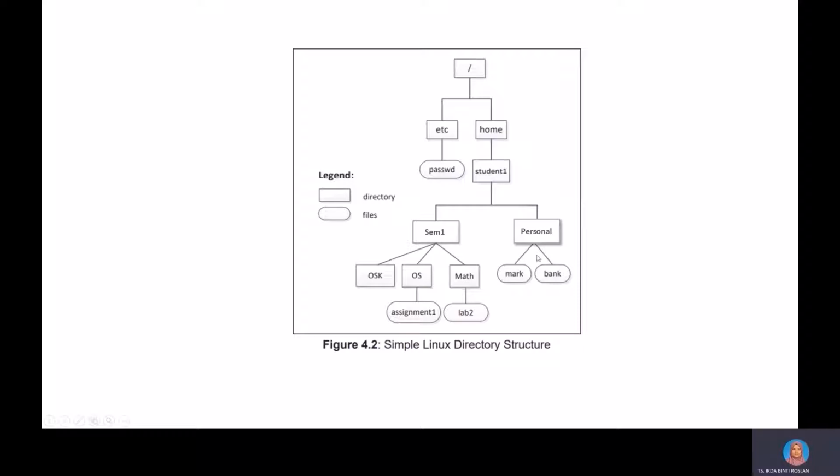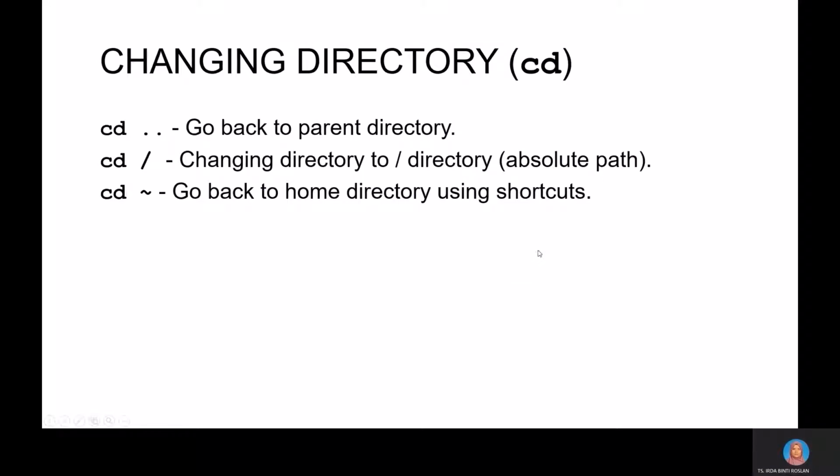If we go back to this directory structure, you need to know about parent directory, child directory, and also home directory. So in this case, the home directory is student1, /home/student1. In my case, /home/area. Home is the parent directory to student1. Student1 is the parent directory for SAM1 and personal. Basically OSK, OS, and MED are all child directories to SAM1, right? So hopefully you will understand the terms used here.